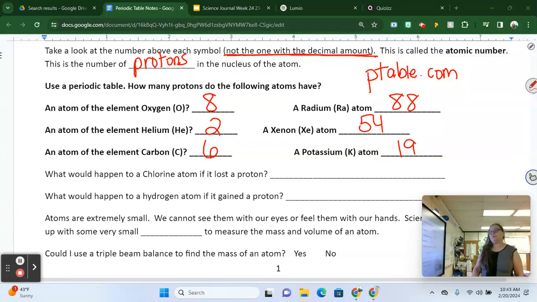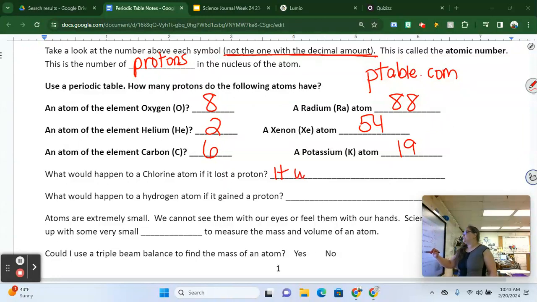So, what would happen to a chlorine atom if it lost a proton? So, chlorine is up there. It's a halogen in family 17, and it has 17 as its atomic number. It has 17 protons. So, what would happen to it? It would now have 16 protons. Would it still be chlorine? Exactly.